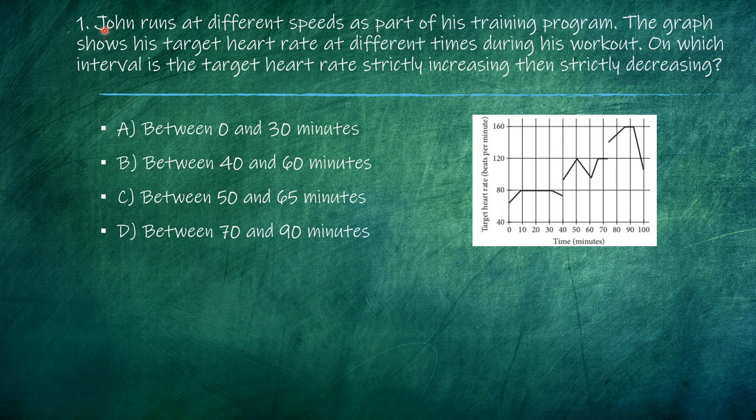Question 1. John runs at different speeds as part of his training program. The graph shows his target heart rate at different times during his workout. On which interval is the target heart rate strictly increasing, then strictly decreasing? Go ahead, pause the video and try it yourself. The answer is B.